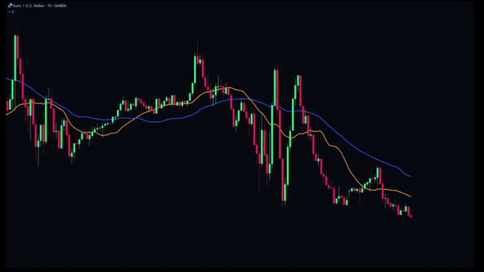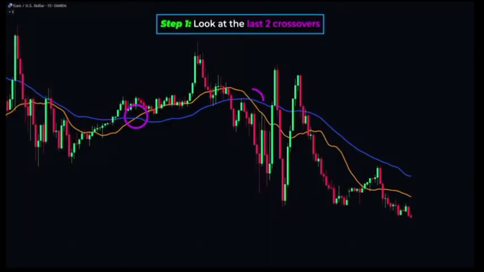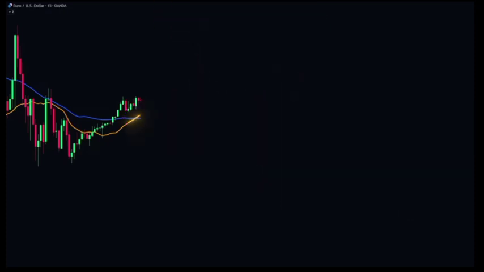This time, we're on a Forex chart, specifically the Euro-Dollar 15-minute time frame. The first step is to look at the last two crossovers that formed, which is this one and this one. Now, if we check the first one, it was an upwards crossover, so we would have entered a long trade. If we had done that, the trade would have actually been a success, since the price continued higher. So this is labeled as a successful crossover.